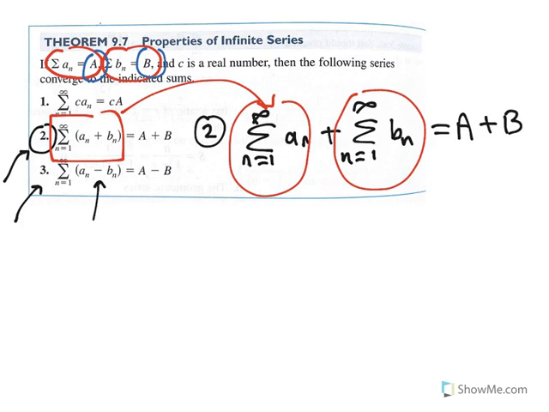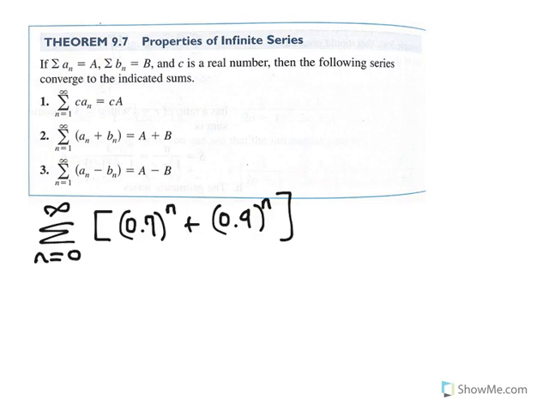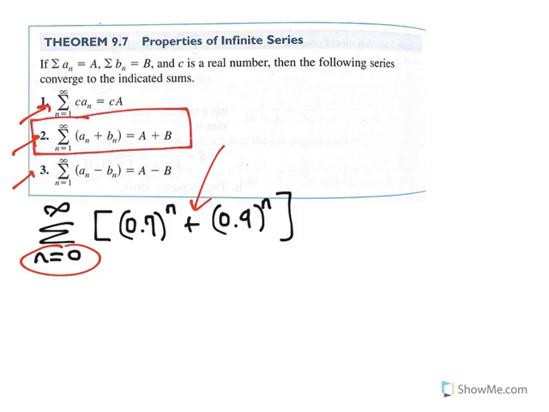So now we'll take a look at an example. So here is our example. Notice that the index starts at 0, but these properties are applicable regardless of whether the index starts at 1 or 0. And what you can do is see that the nth term of the series that we're looking at as our example is a sum. So we're going to use property number 2. And property number 2 allows us to rewrite our series as a sum of two individual series.